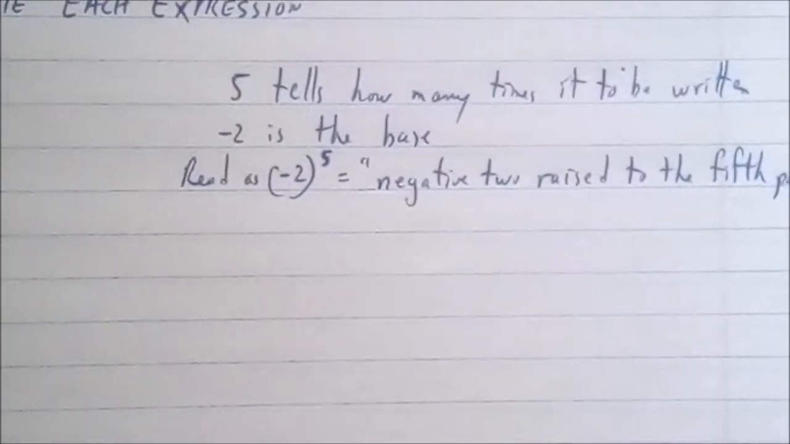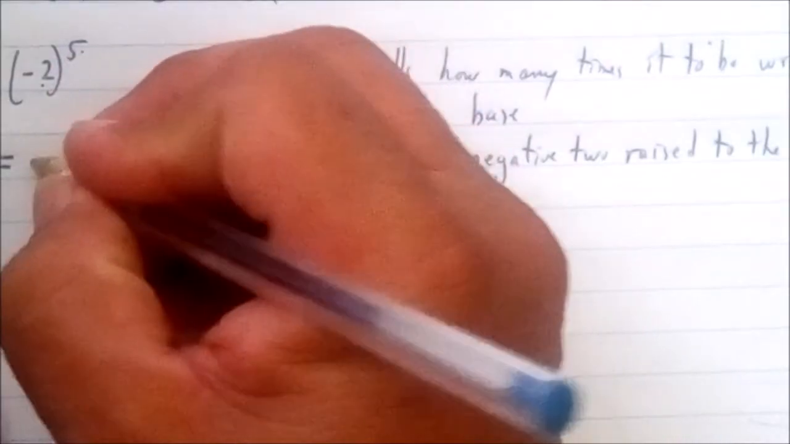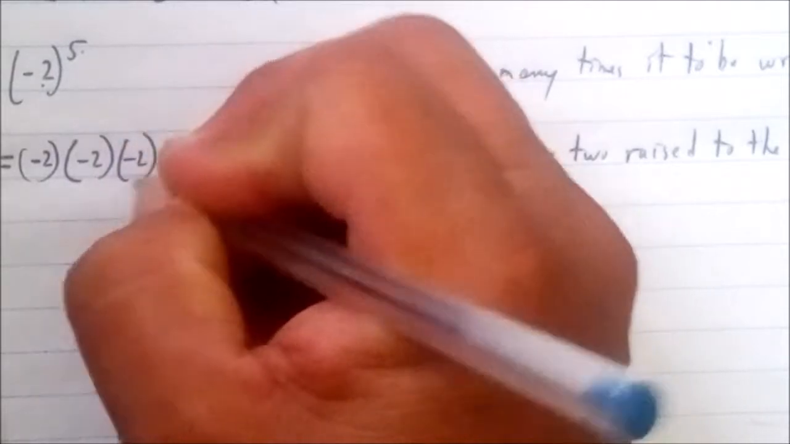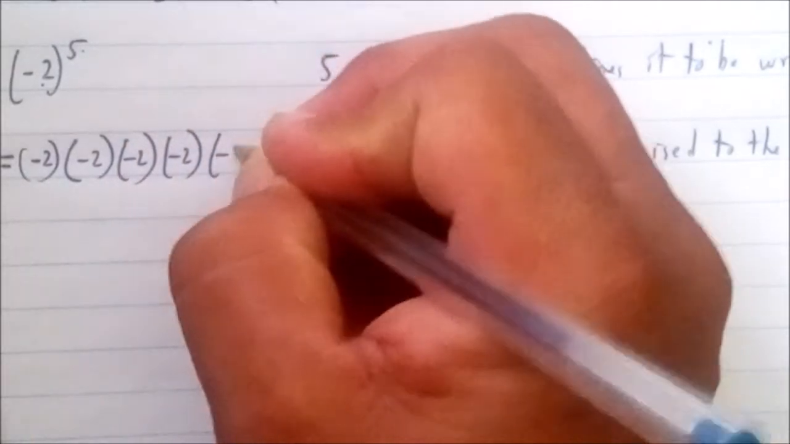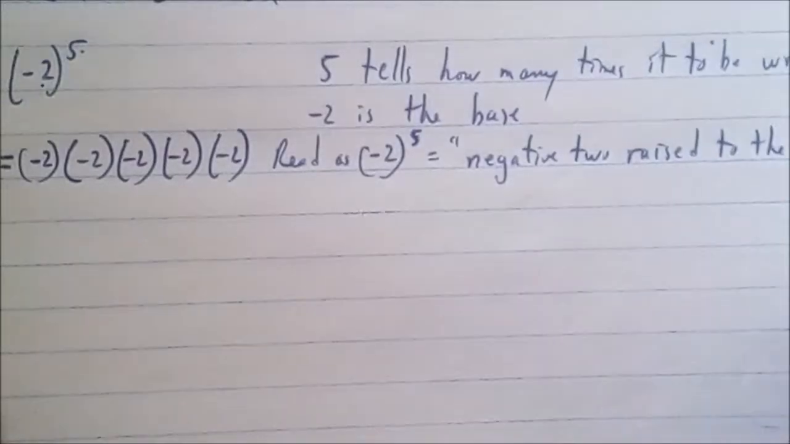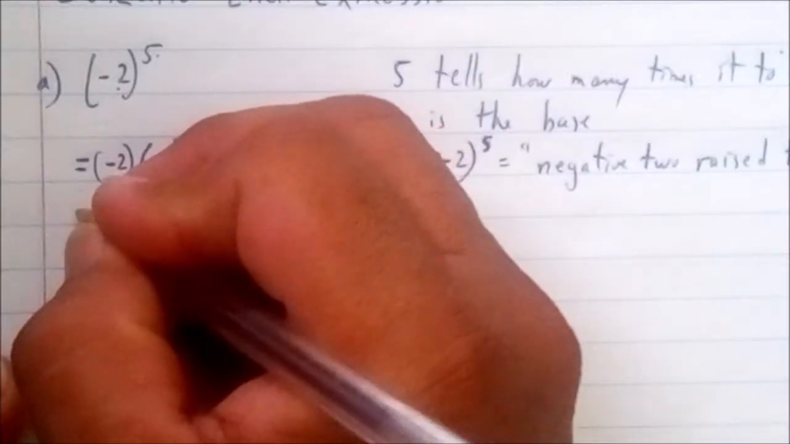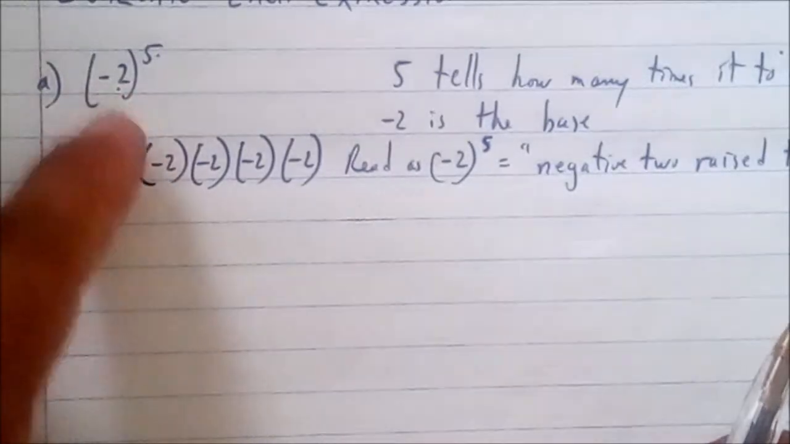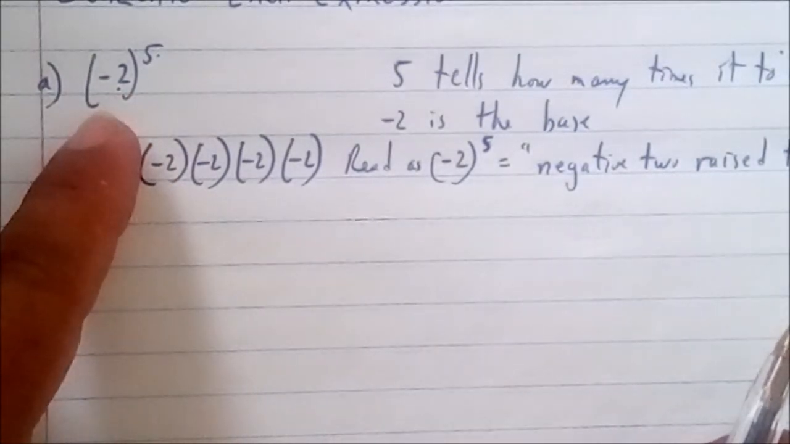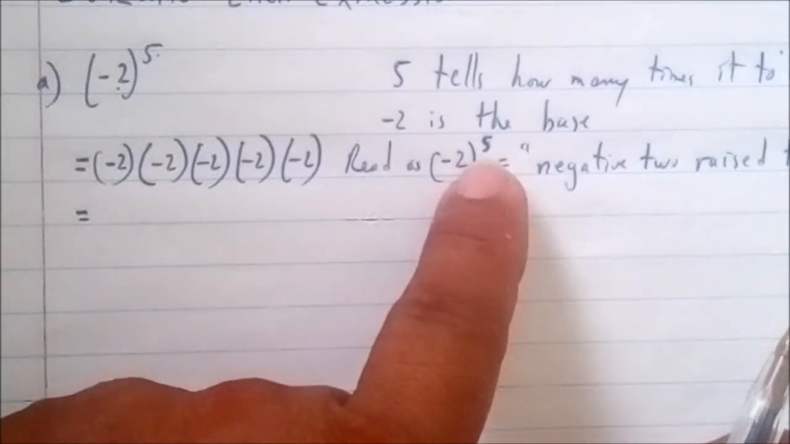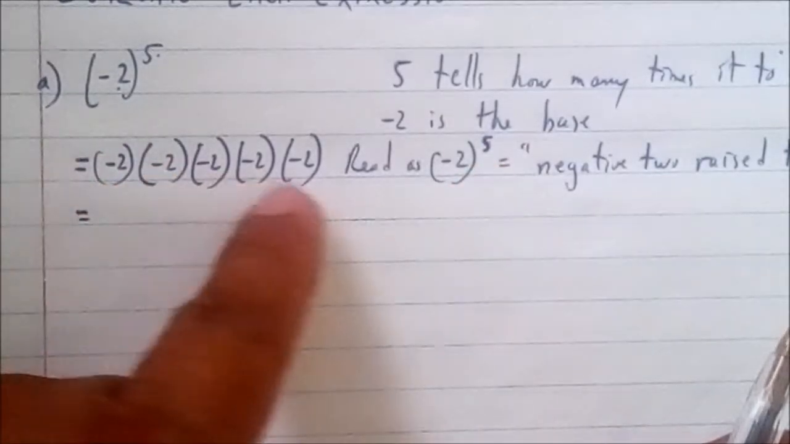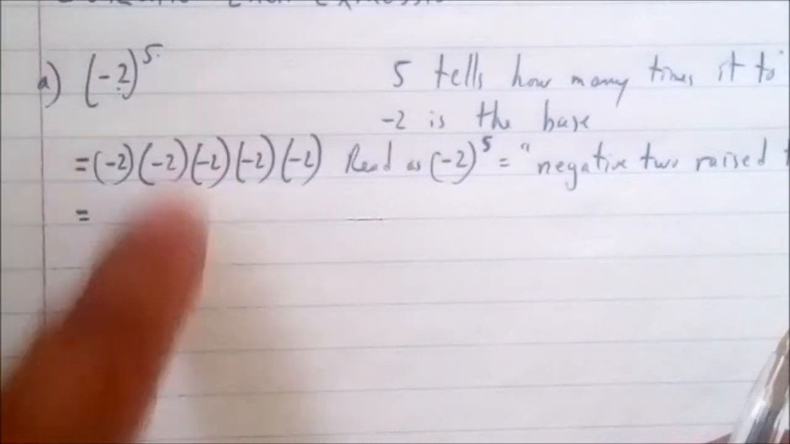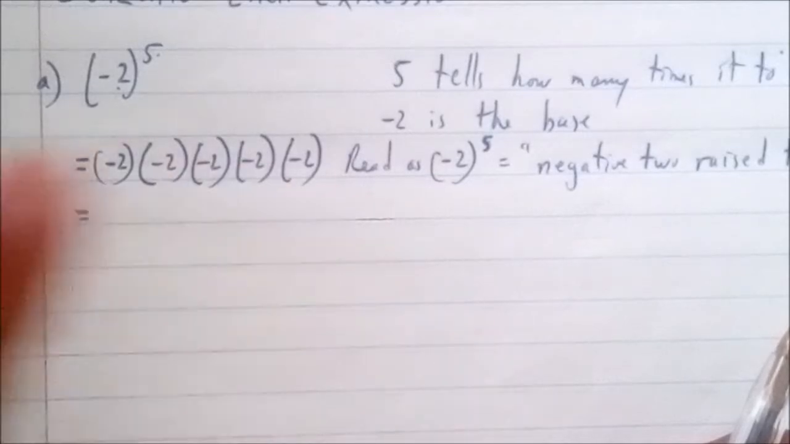So then let's expand out. We can write this as negative 2 times negative 2 times negative 2 times negative 2 times negative 2. Okay, that amount of times. Now we write the base here as a factor 5 times. This is the amount of times. So if this had 3, you're going to write it 3 times. If this had 7, you're going to write it 7 times to start off with.